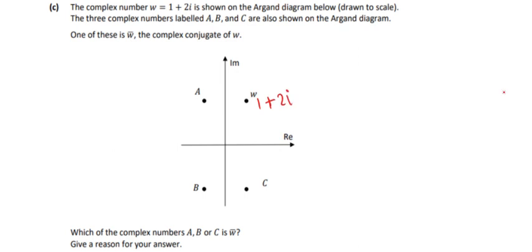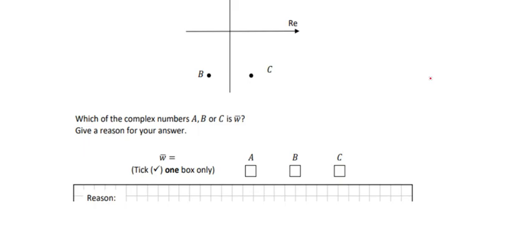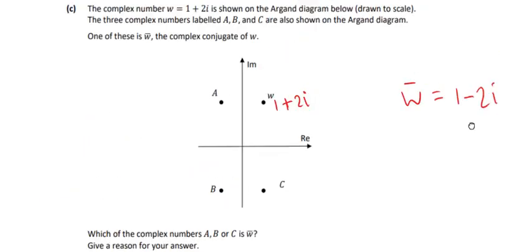We need to see which one of them is the conjugate, so w conjugate then has to be 1 minus 2i. We have to see which one of those would be 1 minus 2i. So 1 minus 2i is where you go across 1 and then down to minus 2i. It has to be C. Obviously, if you think about it, so C, and the reason is because it's reflected about the real axis.